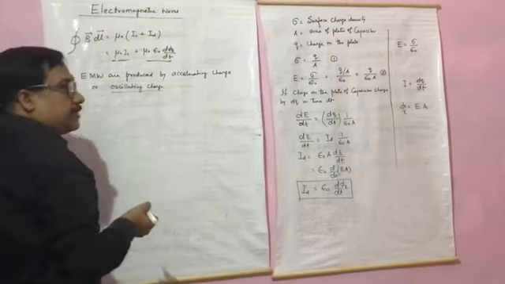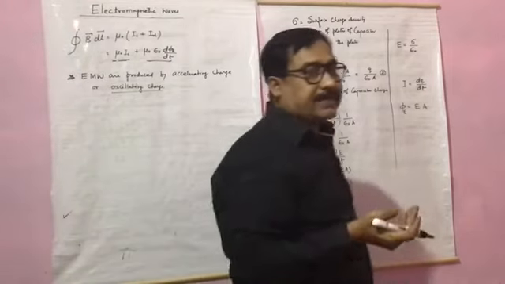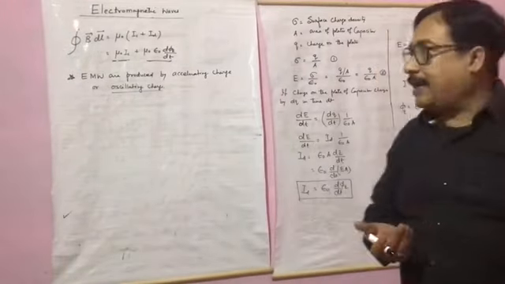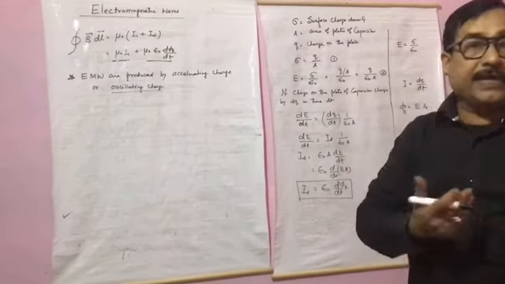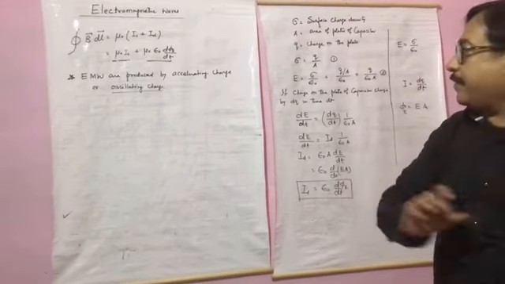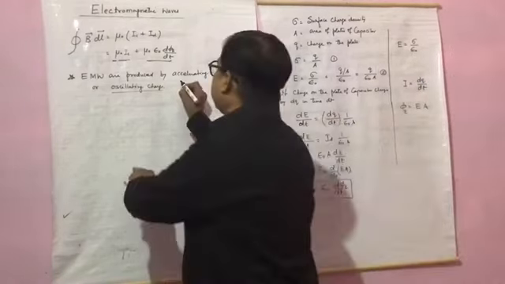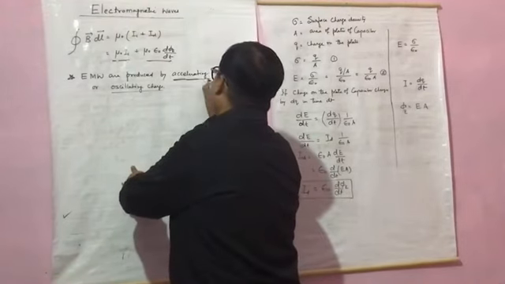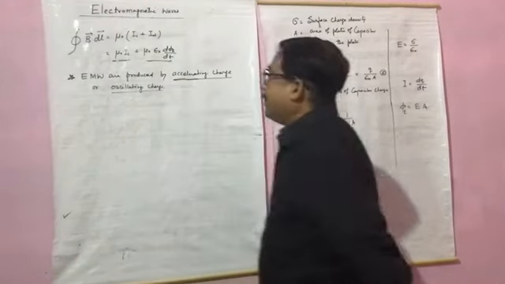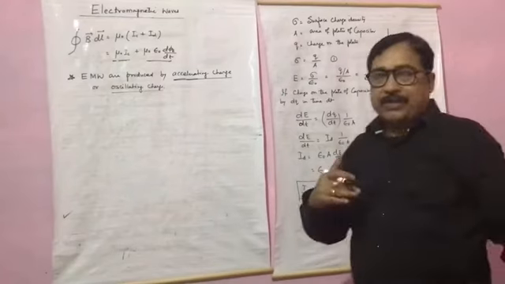Because for oscillation we have an acceleration always, and that is always towards the mean position of the oscillation. So an oscillating charge, or accelerating charge, actually is the origin of electromagnetic waves. Now come to the next part.